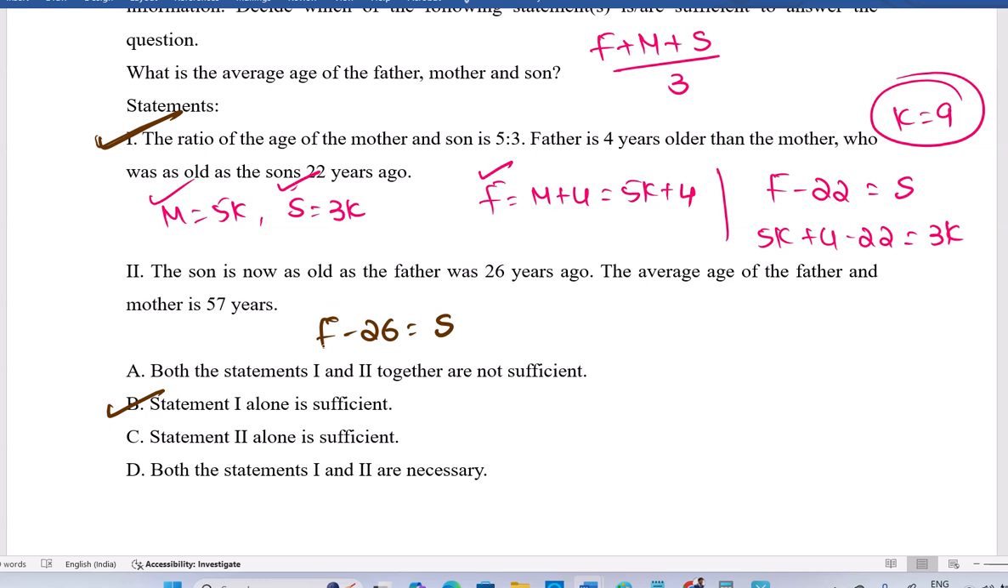The average age of father and mother is 57. Now, three unknowns, two equations, I cannot calculate F, M, S. Yes or no? You just observe. We have two equations, three unknowns, not possible to calculate, but with one alone I am able to do that.